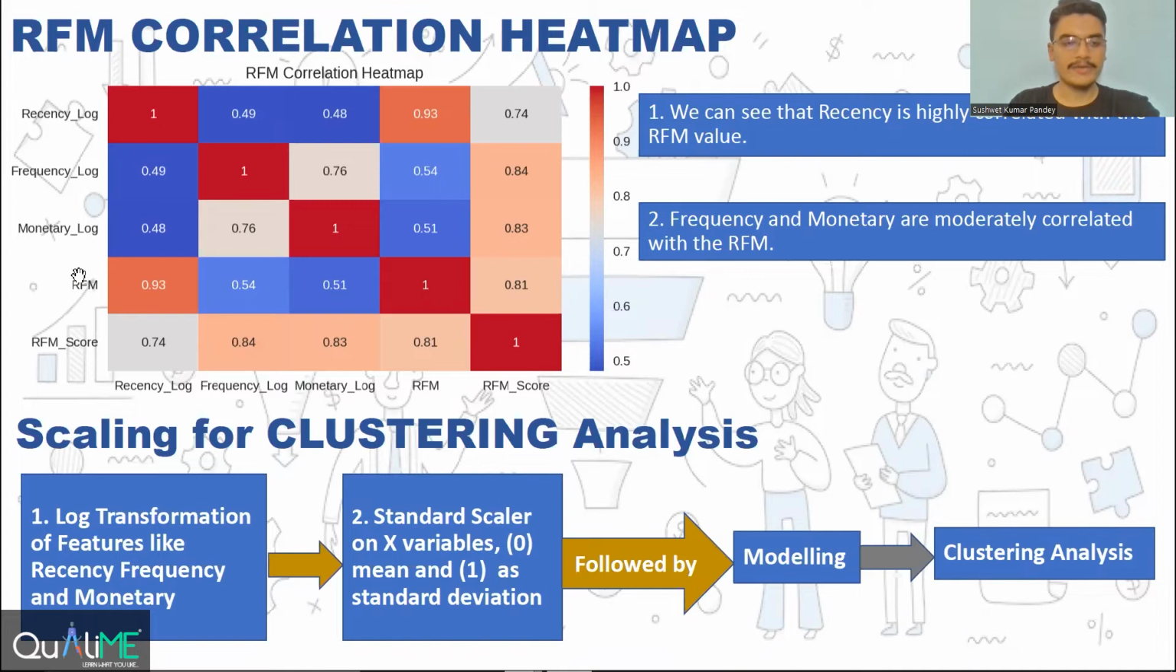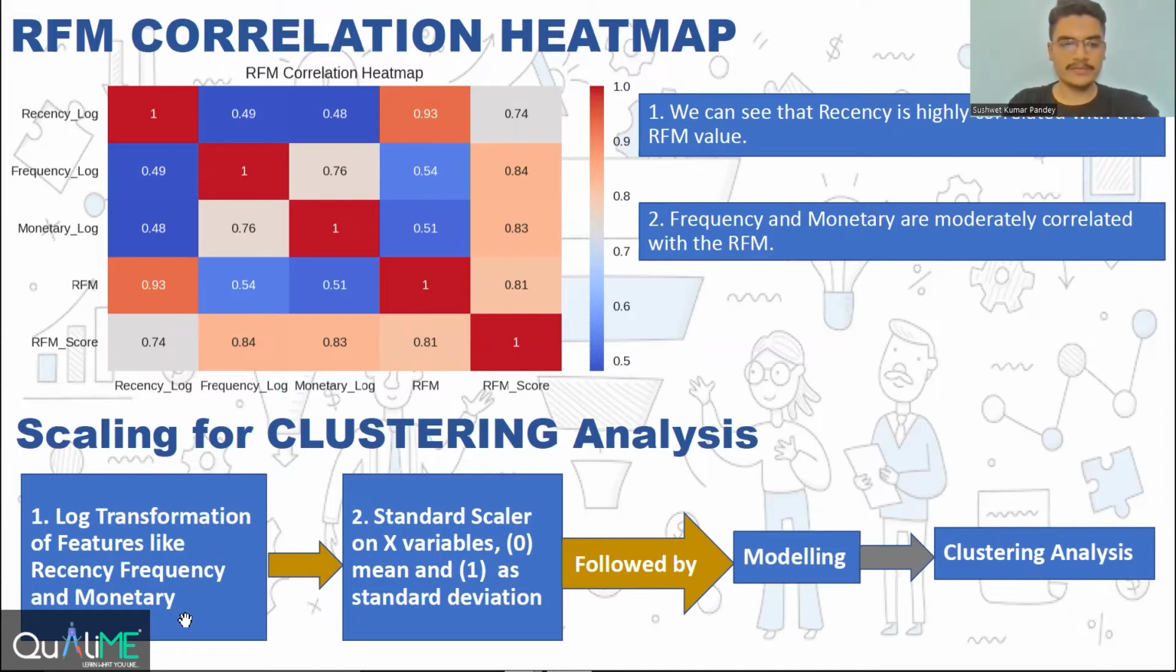So RFM is the concatenation of R, F, and M values, which are nothing but the quantile segmentation of recency, frequency, and monetary. So we just concatenated that. We achieved RFM, and then on doing the summation of R, F, and M values, we got this RFM score. And this is the correlation heat map. So we see that RFM is very highly correlated with recency, but moderately correlated with frequency and monetary, whereas RFM scores are almost equally correlated with all the features.